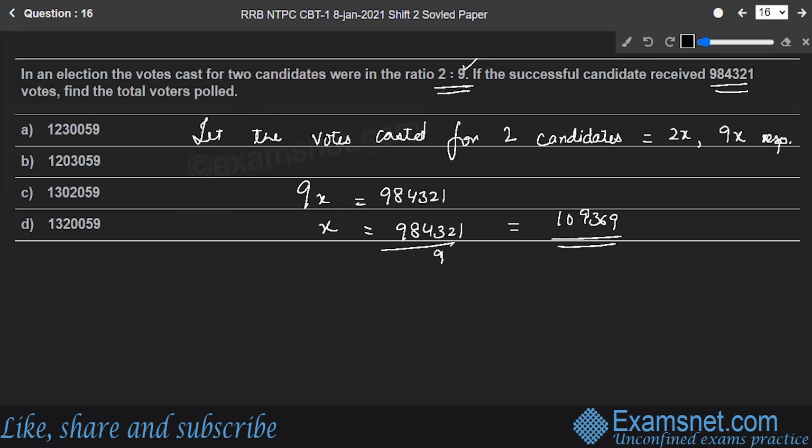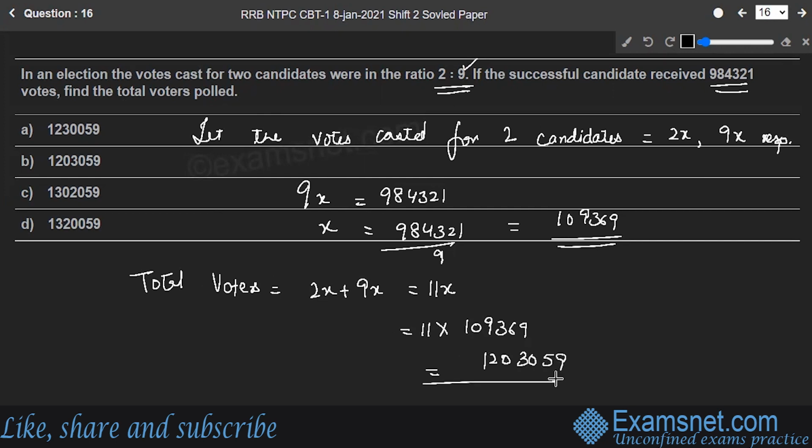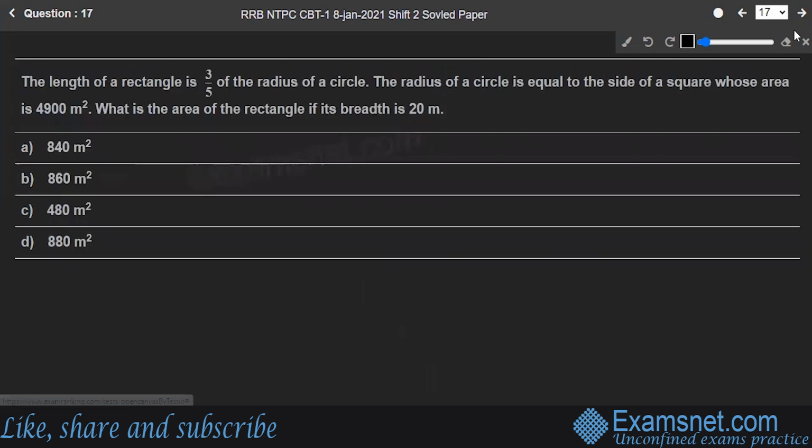Total voters is equal to 2x plus 9x, which is equal to 11x. So 11 multiplied by 109,369 is equal to 1,203,059. These are the total votes. So this one is 120, option B. So option B is the correct answer to the question. Hope you understood this. Next is question number 17.